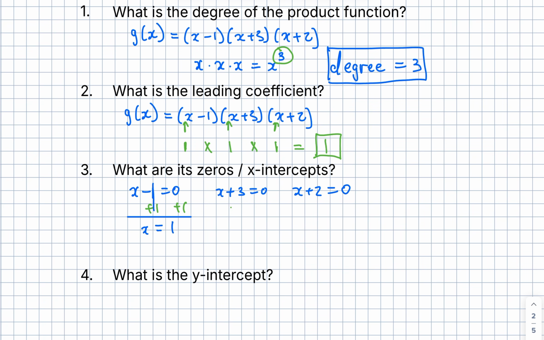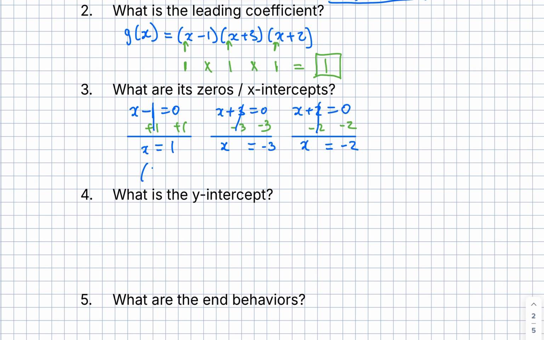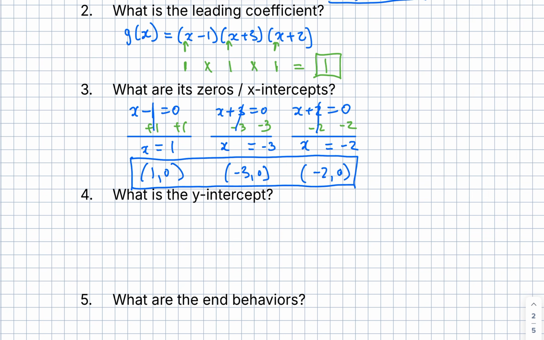For the second one, we're going to subtract 3 on both sides, and with these canceled out, x is equal to negative 3. And then the last one, we're going to do the same thing. We're going to subtract 2 from both sides, and these cancel out. We get x is equal to negative 2. So my zeros are going to be (1, 0), (negative 3, 0), and (negative 2, 0). These are the zeros of this function.